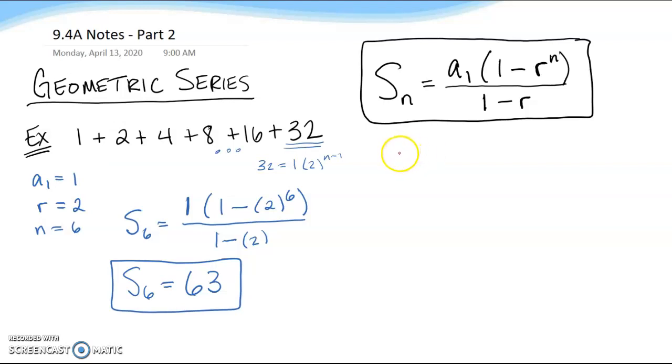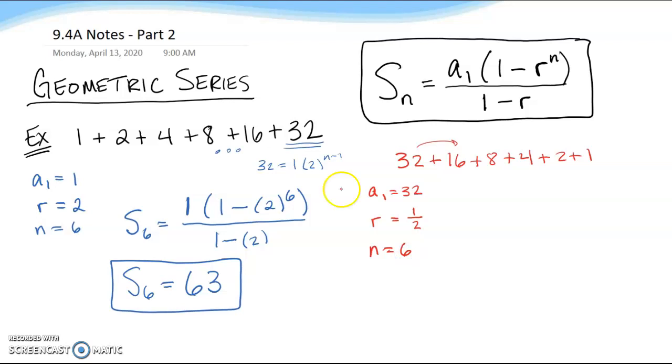What if this exact same problem was written in reverse order? 32 plus 16 plus 8 plus 4 plus 2 plus 1. Right? It's the exact same problem, just in the reverse order. So the answer better be 63. But let's just analyze it in this way. Well, now in this direction, if I go left to right, now my first term is 32. My r value is now 1/2, right? From one to the next, my multiplier would be 1/2. The n is still 6, though.